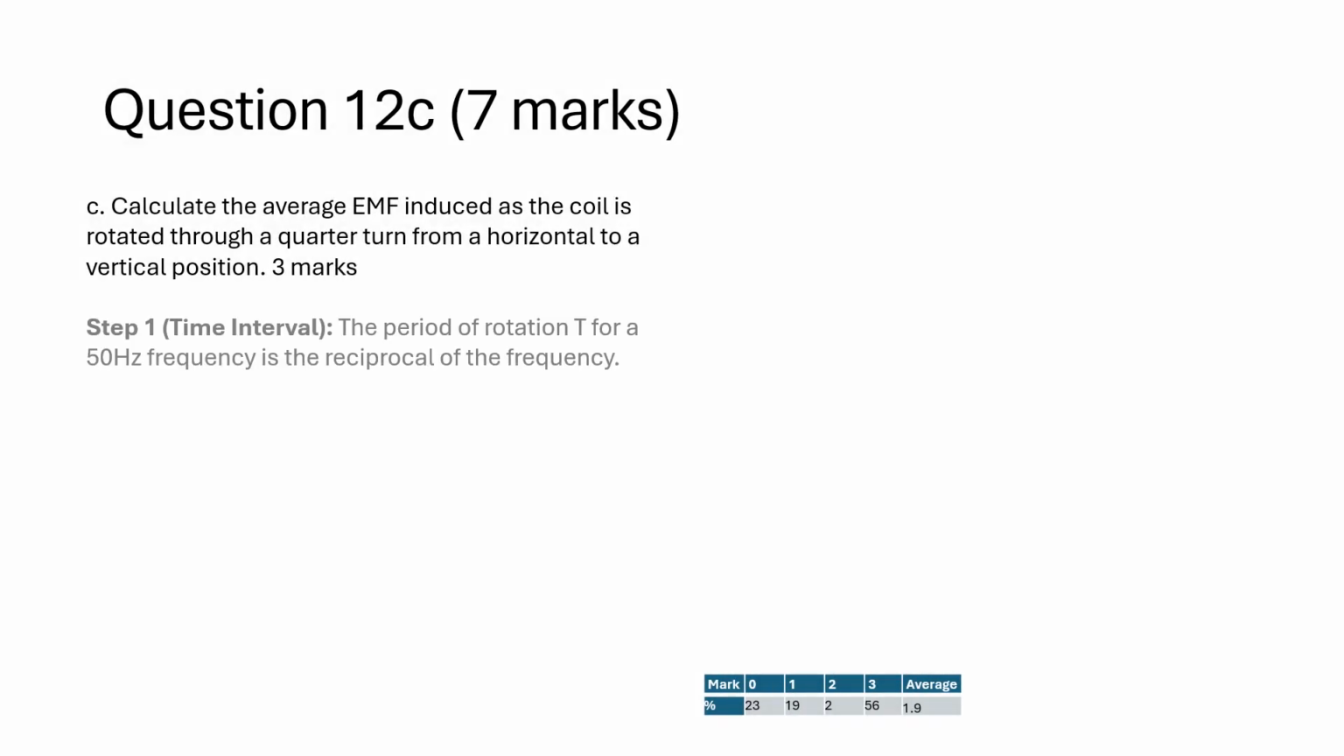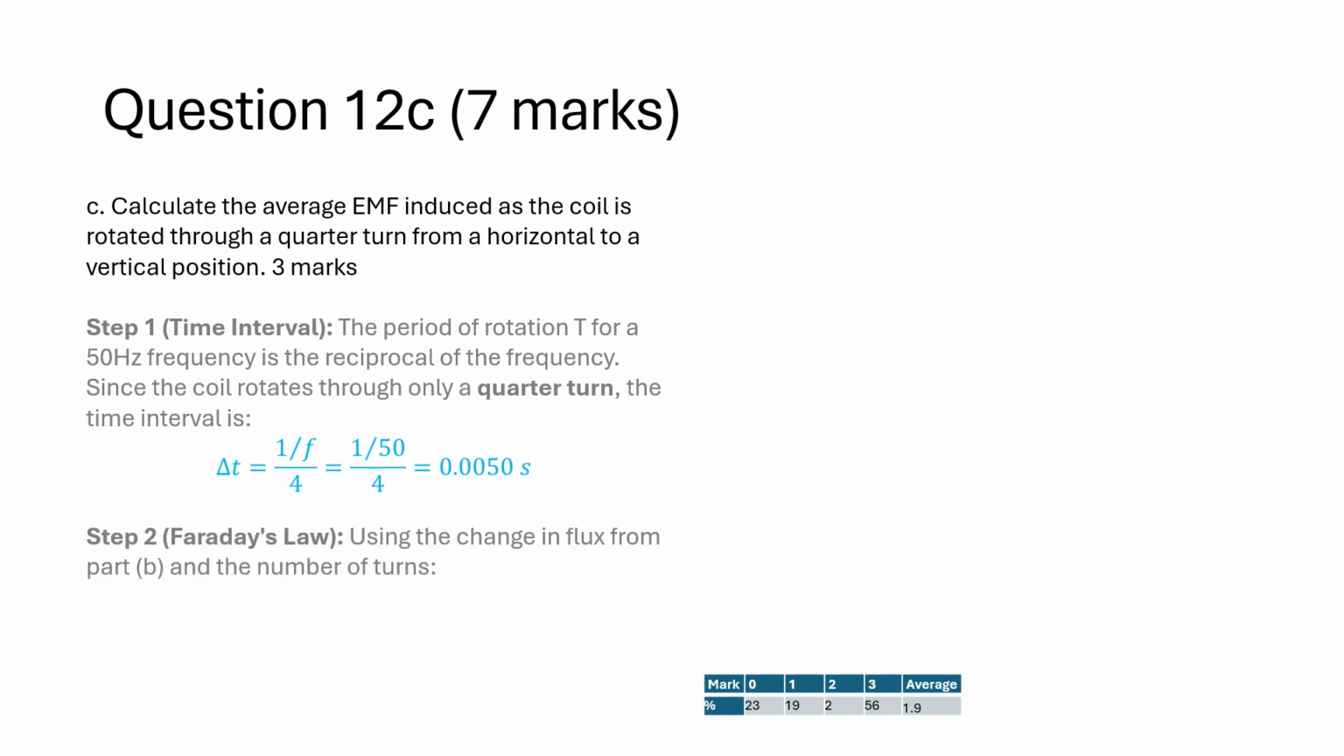Step 1. Time interval. The period of rotation T, for a 50 Hz frequency, is the reciprocal of the frequency. Since the coil rotates through only a quarter turn, the time interval is T/4. Step 2. Faraday's law, using the change in flux from part B and the number of turns.